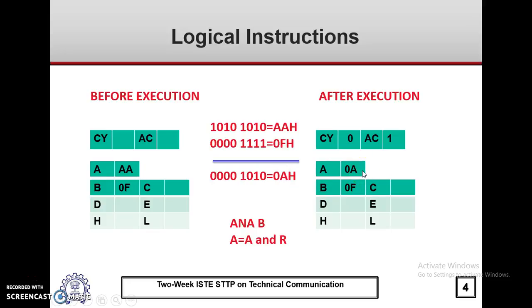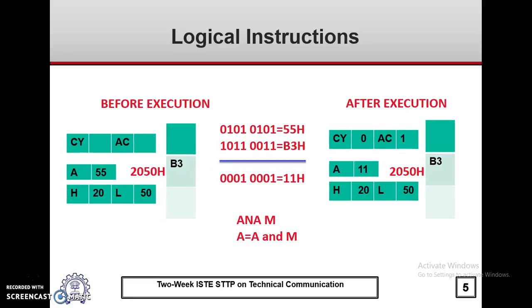Now carry flag and auxiliary carry flag status is this after execution of this instruction. Content of register B is not changing, it is 0F, and the content of register A, or say accumulator, is the result of ANDing of register B and accumulator.